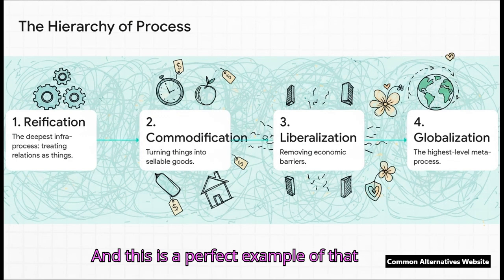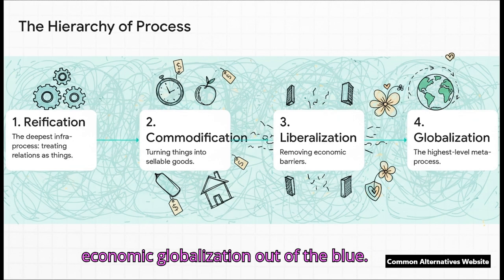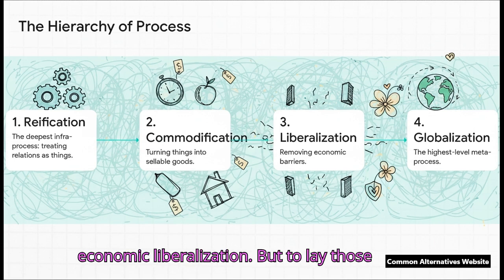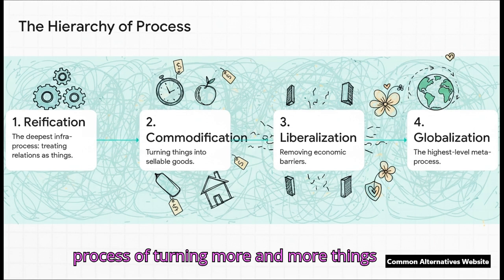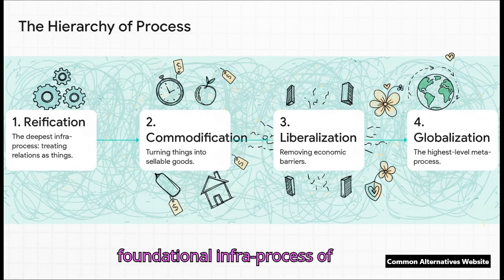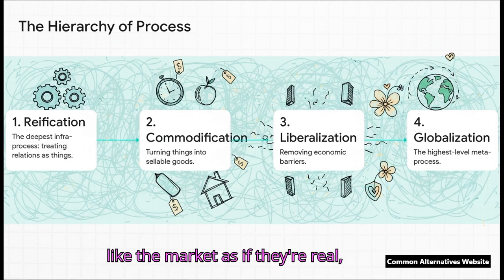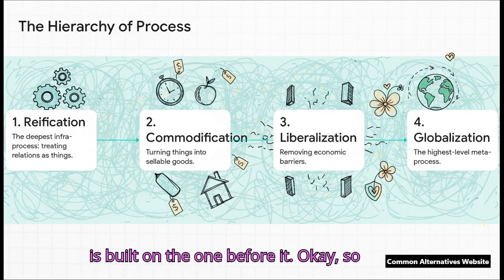And this is a perfect example of that hierarchy in action. You don't just get economic globalization out of the blue. That's the metaprocess, the train. For that to happen, you need the tracks of economic liberalization. But to lay those tracks, you need commodification, the process of turning more and more things into stuff you can buy and sell. And even deeper than that, you need the foundational infraprocess of reification. That's just a fancy word for when we start treating abstract ideas like the market as if they're real, living things. You can see how each step is built on the one before it.